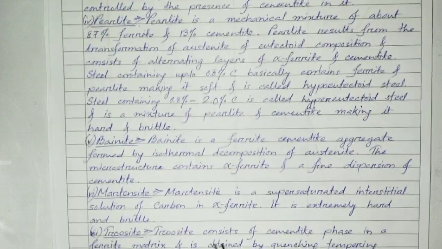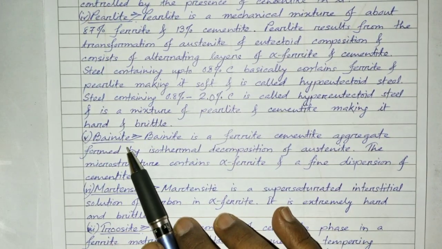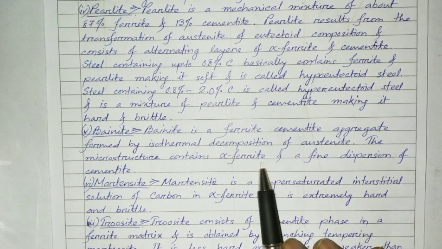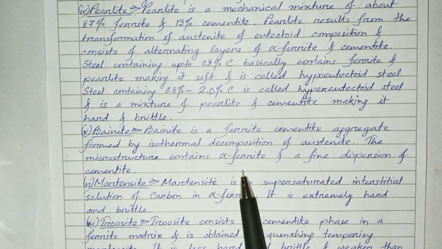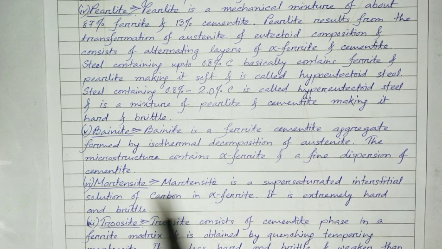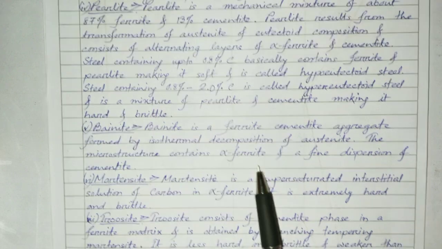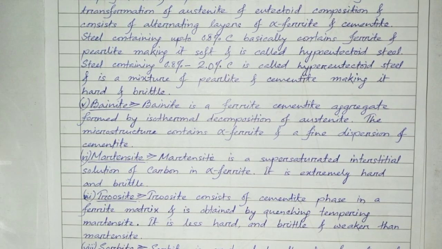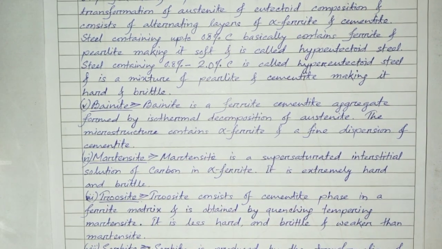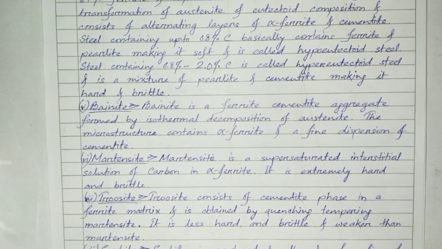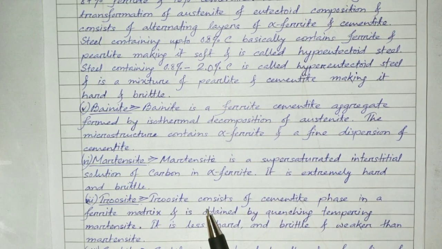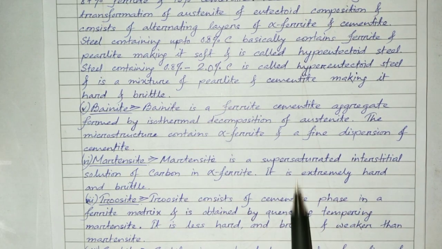Now coming to bainite, it is a ferrite cementite aggregate formed by isothermal decomposition of austenite. The microstructure attains alpha ferrite and a fine dispersion of cementite. Now you can see also martensite, troostite and sorbite. All of these things we are going to see in the time temperature transformation diagram, which will be shown to you in the next video. I will be providing these notes in PDF form to you, so you can go through all of this.